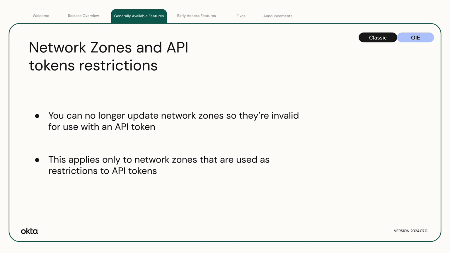Network zones and API token restrictions. You can no longer update network zones, so they're invalid for use with an API token. This applies only to network zones that are used as restrictions to API tokens. You can update network zones if you first remove them from the API token restriction. These zones can't be deactivated, deleted, blocklisted, or made anything other than an active IP zone.